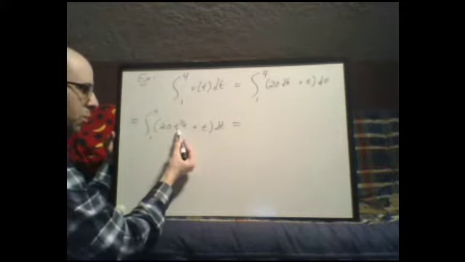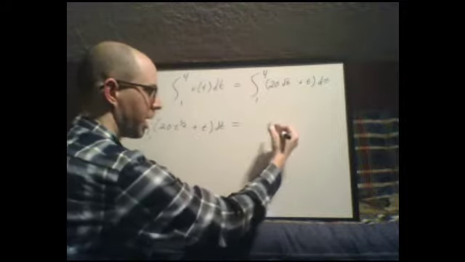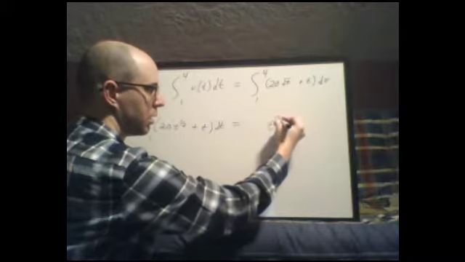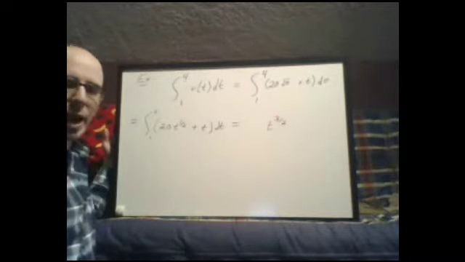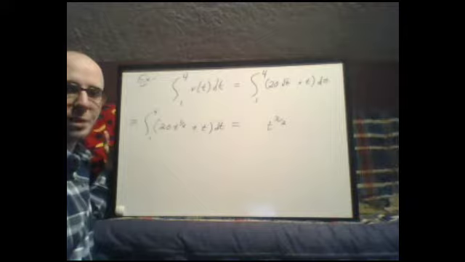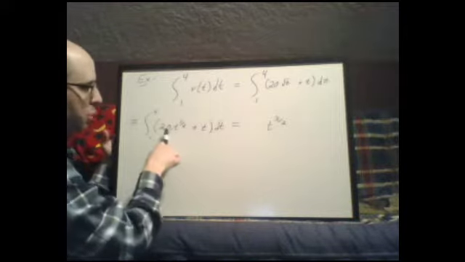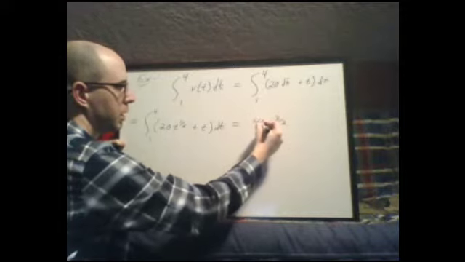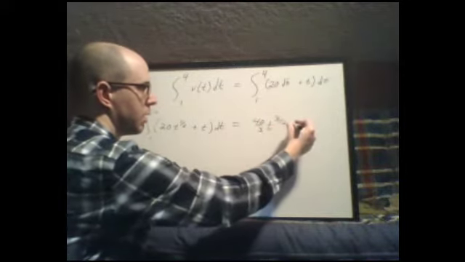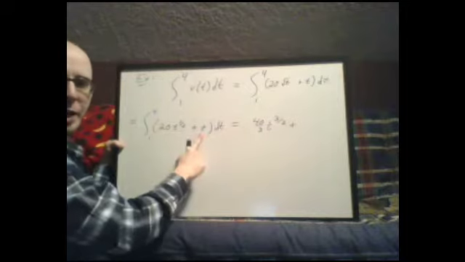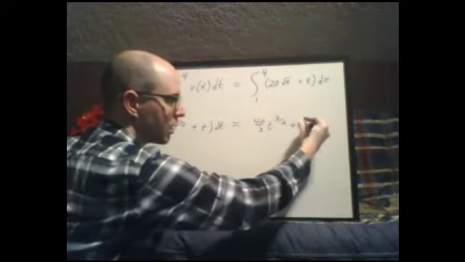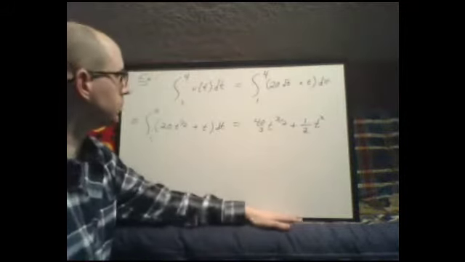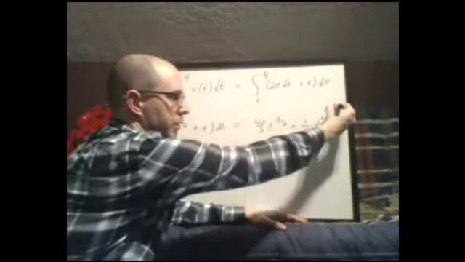So the power will become, we add 1 to our exponent, so it becomes 3 over 2. And then since it's a fraction, we multiply by its reciprocal. So I'm going to multiply 20 by 2 over 3. That'll be 40 over 3. And then t, when we integrate that, that becomes 1/2 t squared, as usual. Okay, so we took the antiderivative.